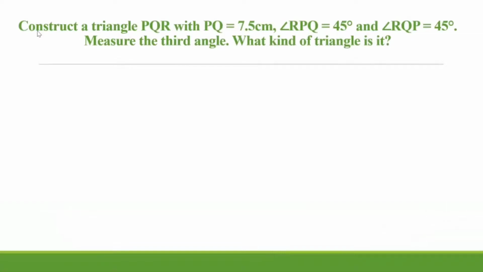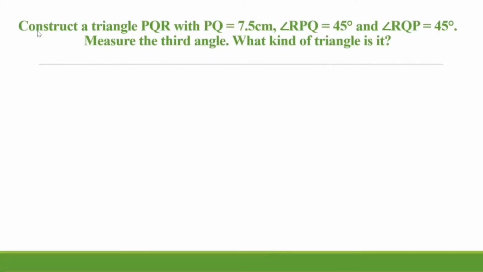Construct a triangle PQR with PQ equal to 7.5 centimeters, angle RPQ is equal to 45 degrees, and angle RQP is equal to 45 degrees. Now, clearly, the two angles are the angles on the points P and Q of the PQ side given to us. Now, measure the third angle. What kind of triangle is it? So, these are the two questions that follow after the construction of triangle.